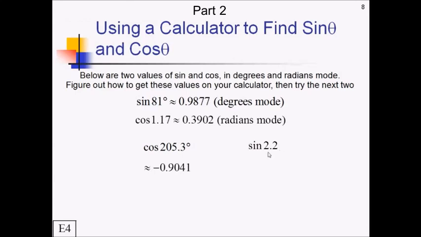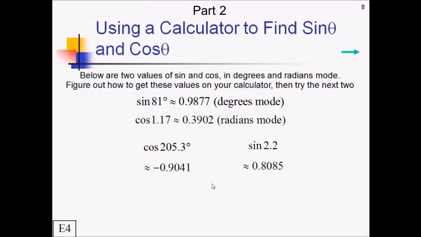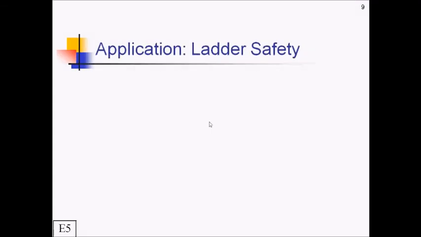Next, let me do sine of 2.2. Now, this is actually going to be radians mode. How do we know that? Because we don't see a degree symbol there. That tells us automatically we're in radians mode. So going back to my calculator, going to mode, I have to go down to radians and press enter on that, and then quit back out. And now I can do sine of 2.2, which comes out to 0.8085 if we round off. So there we go.